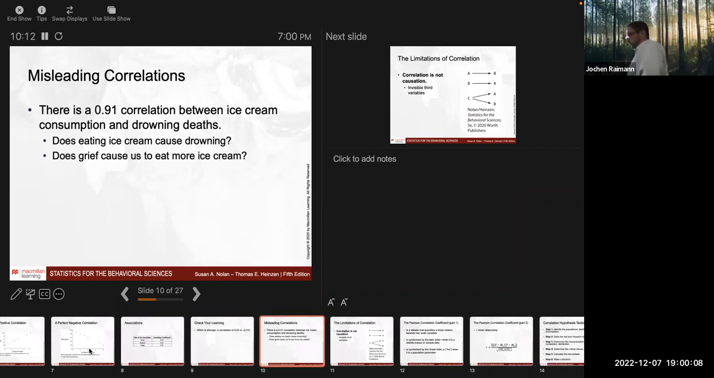Okay, then we talked about correlation doesn't equal causation. Why does it not? Let's look at this correlation. So there's a 0.91 correlation between ice cream consumption and drowning deaths. Any thoughts on that? Does that correlation make sense? No. Why? So it's only that it's so high that bothers you? Okay. What if I tell you that I think actually that's true?